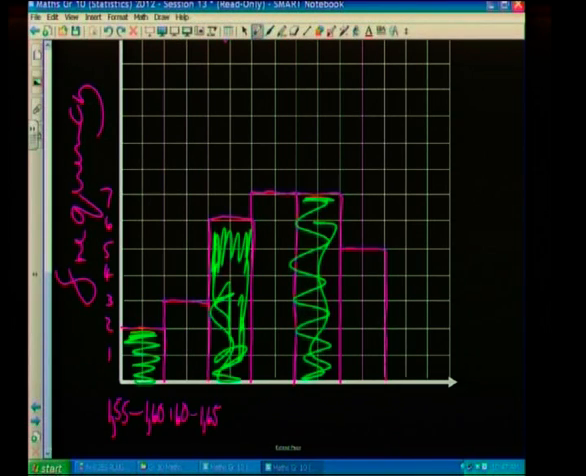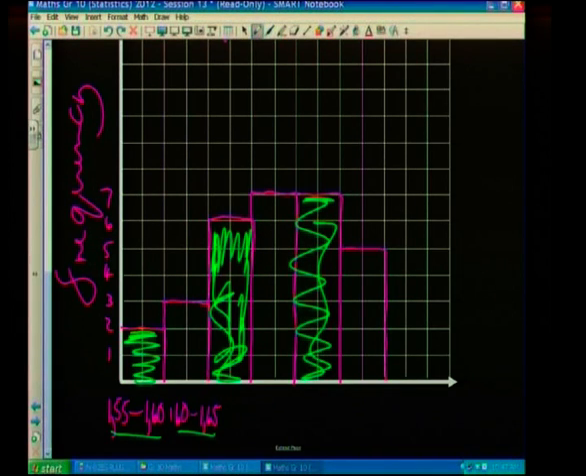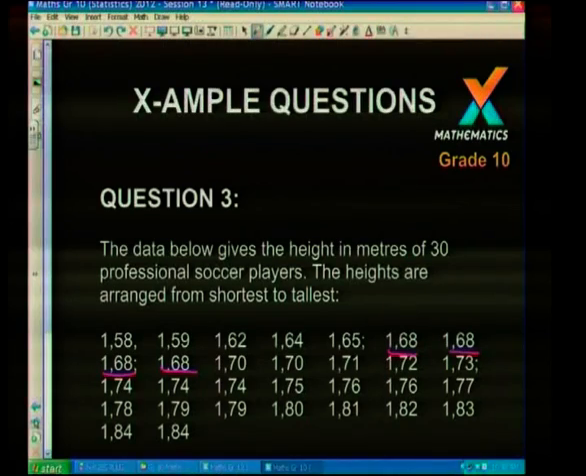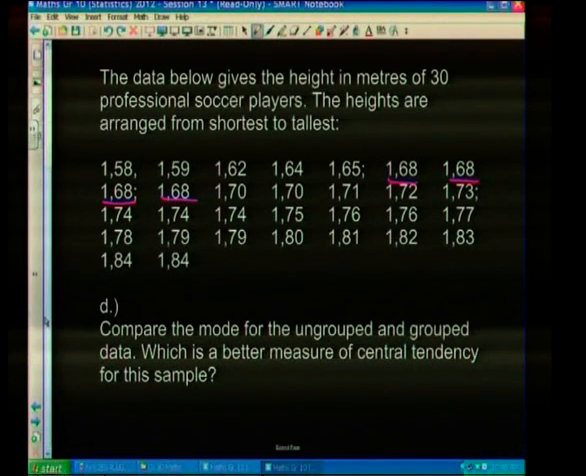For a histogram, your individual bars need to touch each other, and then of course you also need to label the classes. I haven't done it all the way through, so I'm hoping that you guys will be able to do this, but you would have done this since grade 9, so I can't imagine that it's too much of a problem. Right. The next question asks us to compare the mode for the ungrouped and the grouped data, and to tell us which is a better measure of central tendency.